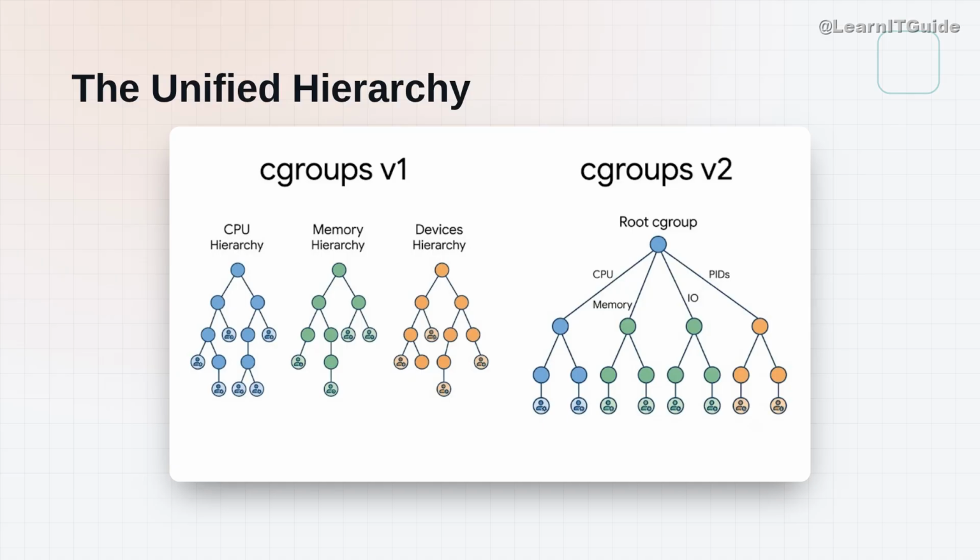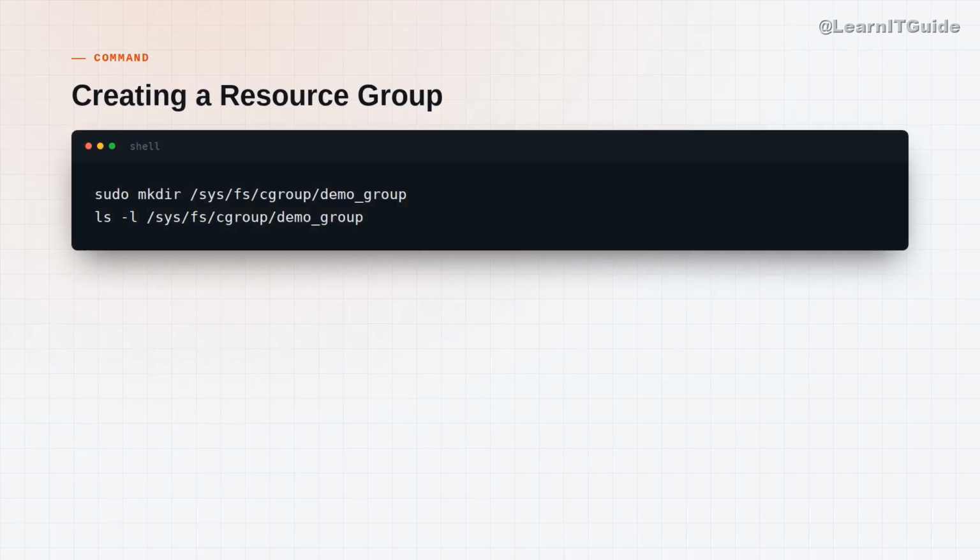This makes the accounting clean and prevents the complex race conditions that plague the first generation of control groups. To create a cgroup, you simply create a directory in the control group file system. On line 1, we use sudo to create a new directory inside the root cgroup mount point.